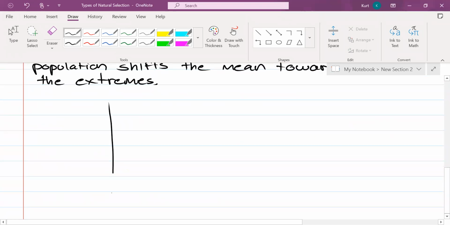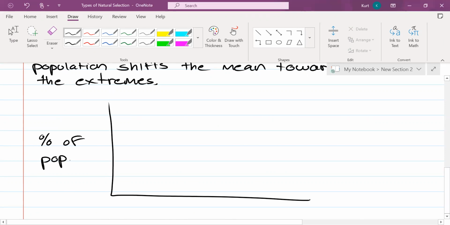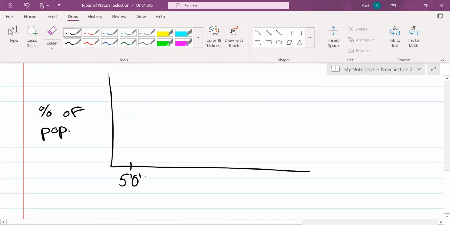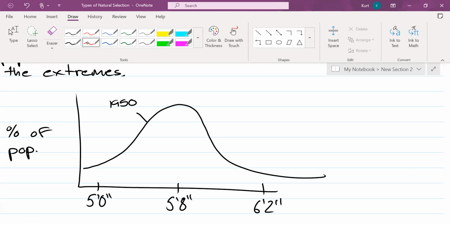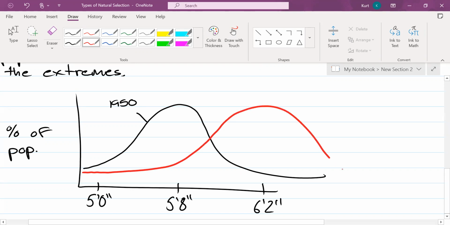So here is an x and y axis. The y-axis is always going to be the percentage of the population. And let's say that we have the 5' men, we have the 5'8" men, and we have the 6'2" men. Well, in 1950, women preferred 5'8". So let's label that graph 1950. Well, let's say in the year 2020, it turns out that men that are taller seem to just have a higher status in society. They have better jobs. They're nicer to the ladies. So they are going to be more biologically fit. This is the year 2020.